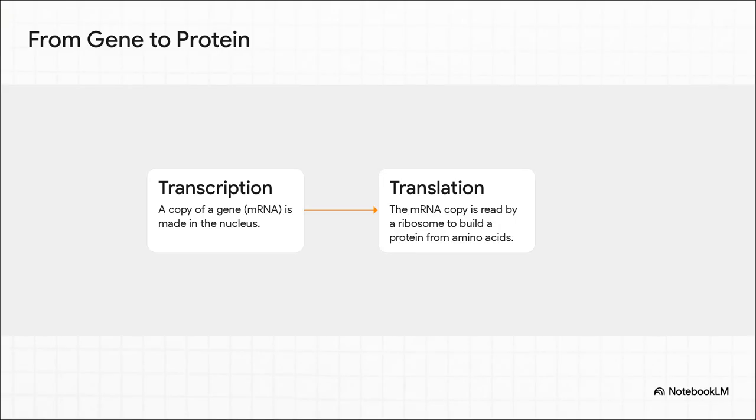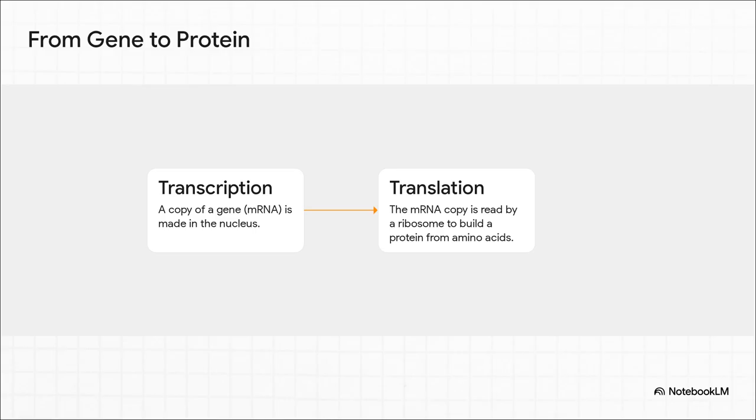Okay, so the whole process kicks off with something called transcription. A specific recipe, which we call a gene, gets copied from the DNA onto a temporary note card. This note card is called messenger RNA, or mRNA. This little copy is small enough to slip out of the nucleus, and it goes and finds a ribosome, which is kind of like a molecular chef. And that's where translation happens.